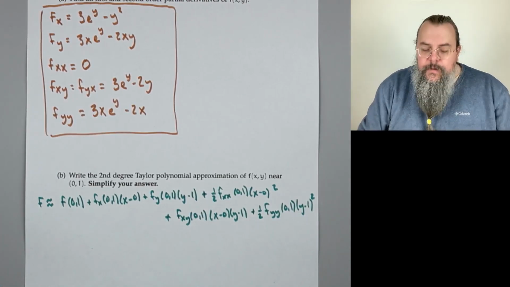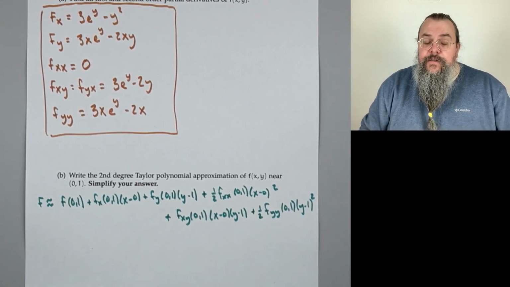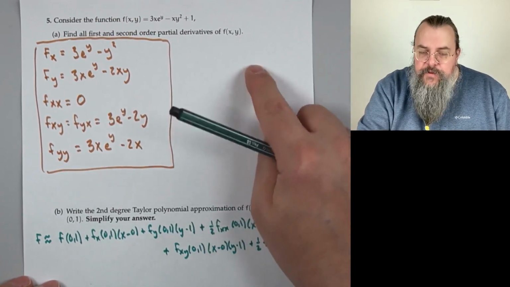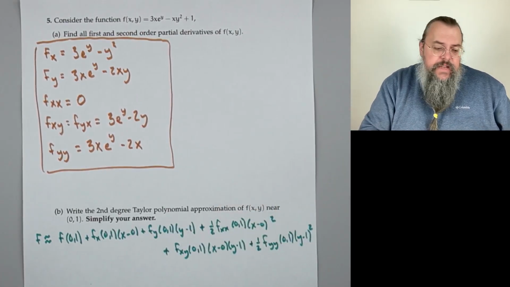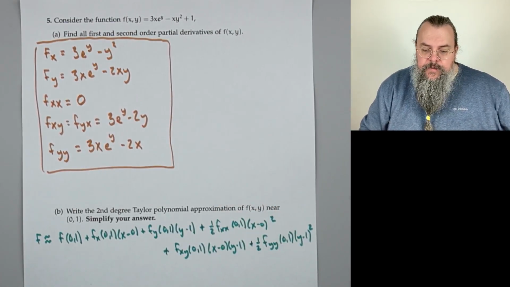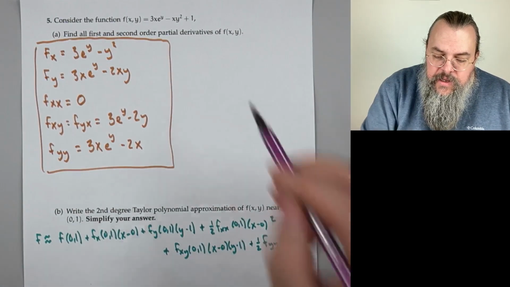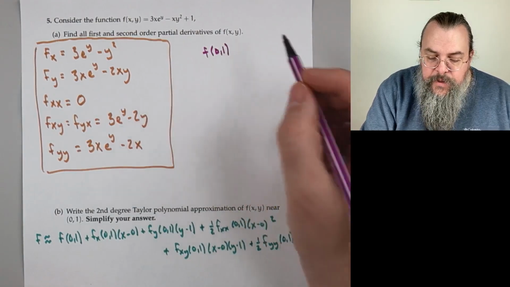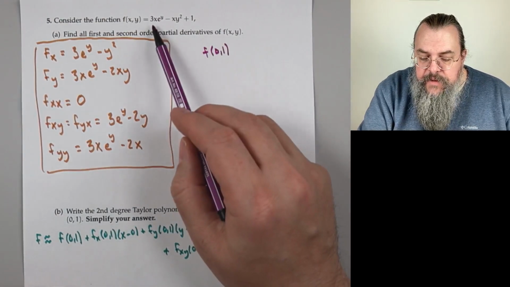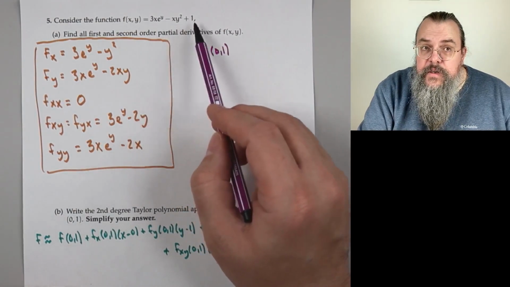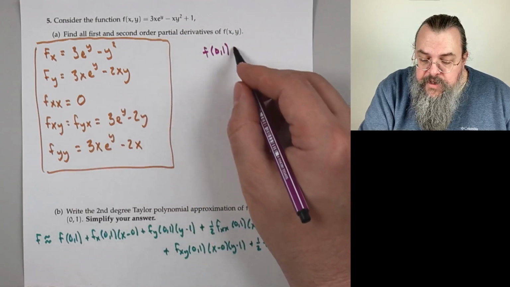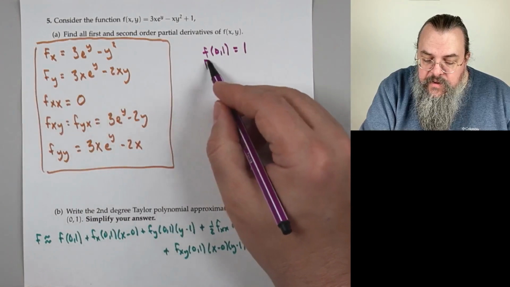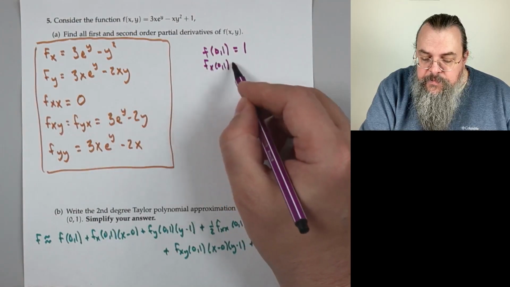Okay, so that's what we have to find. So we have to find these values. Let's come back up, and we have some space here. Let's actually write what these values are. So let's start with f. Plug in x equals 0, y equals 1. So notice you'll have a 0, a 0, and a 1. So that's pretty simple. All right, now we'll come into f sub x at 0, 1.